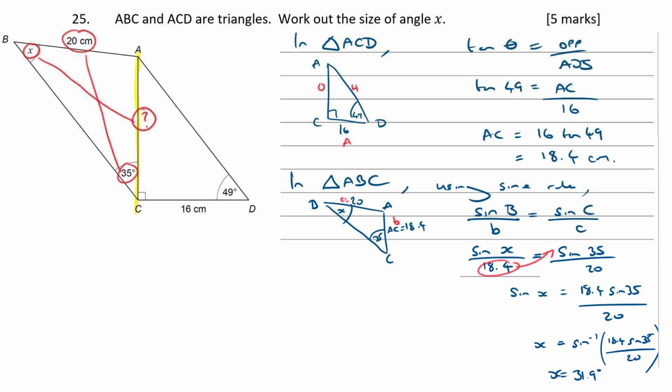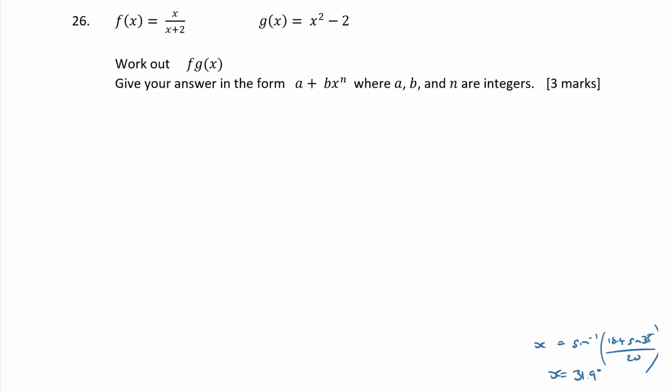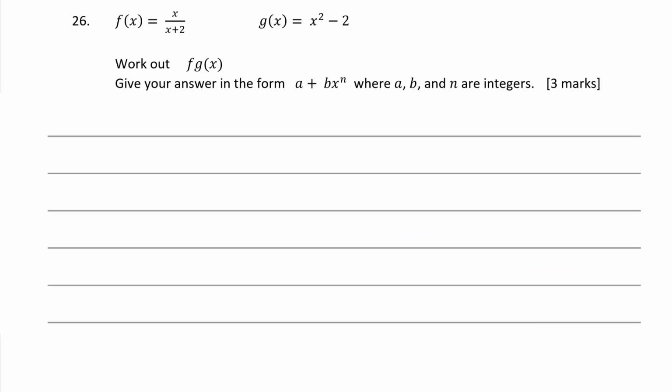Okay, 31.9. Question 26: f of x equals x over x plus 2 and g of x equals x squared minus 2. Work out f of g of x. Give your answer in the form a plus b x to the power n, where a, b, and n are integers. Okay. So basically, I've got to take function g and sub it into function f.